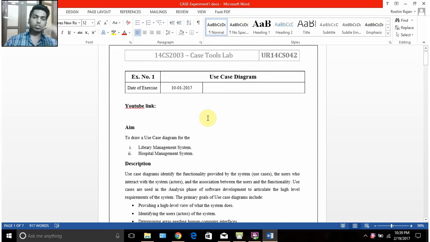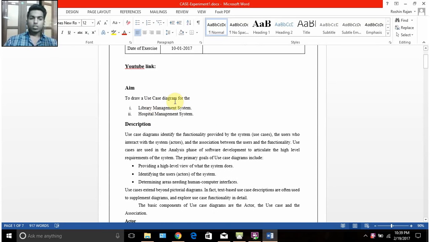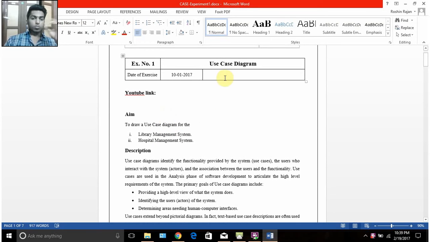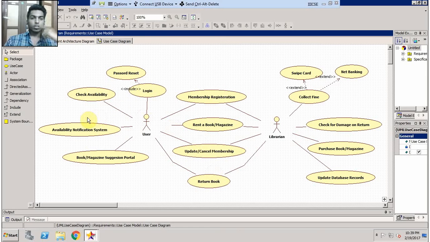The first experiment is about creating use case diagrams. So, what are use cases? Use case diagrams identify the functionality provided by the system and the users who interact with the system, and the association between the users and the functionality. Here I have made use case diagrams for two applications: one is a library management system and the other a hospital management system. Let's see them one by one.